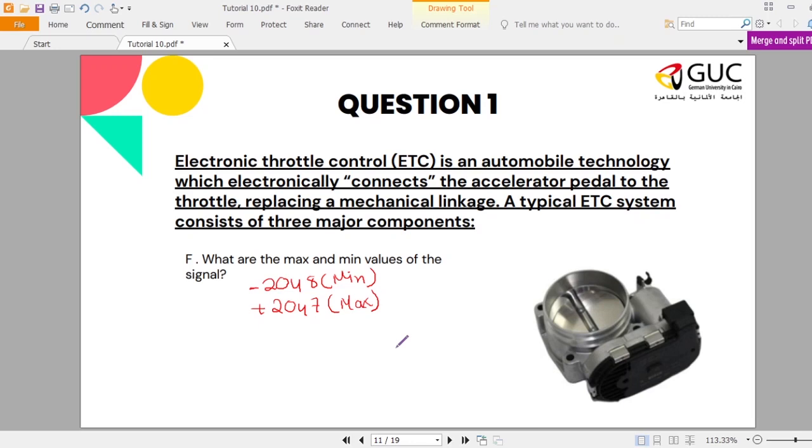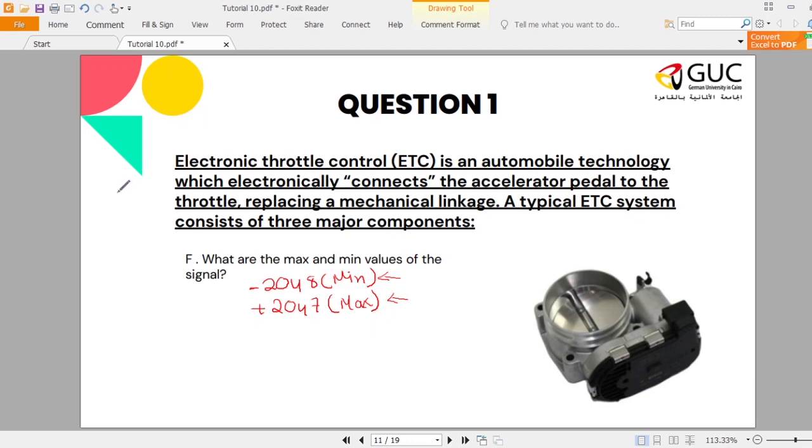So going to our question, we know that we have negative 2048 as the minimum in the negative spectrum, and positive 2047 in the positive spectrum. So we need to know the range of the actual values that we will be having.